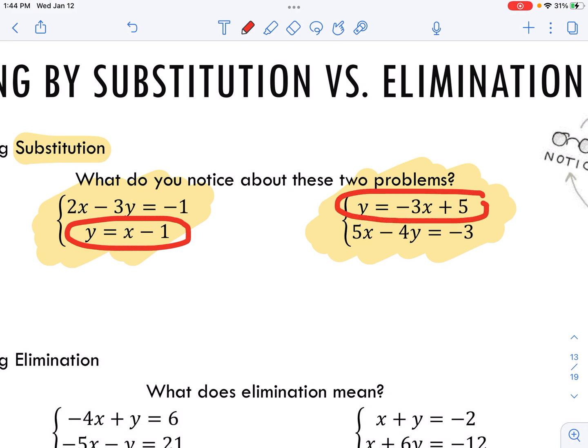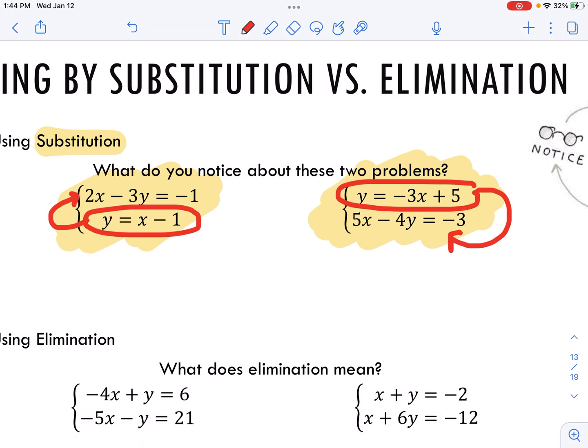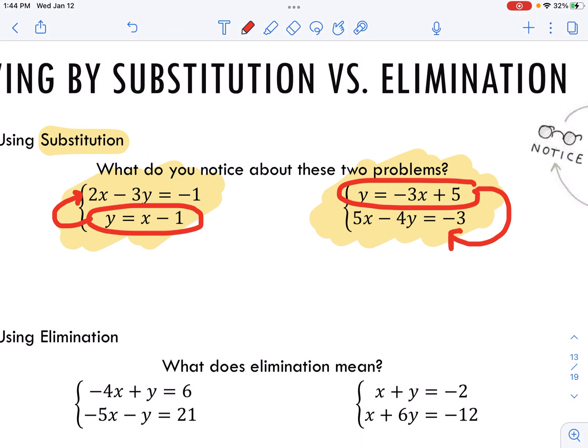So when we use substitution, we notice that one of our variables is already solved for. Since y is equal to the expression x minus 1, I can substitute that into my first equation. Similarly, in the second one, I have y is equal to negative 3x plus 5, and in theory, I can substitute that into my second one. So if you ever notice that one of your equations is already manipulated into a form where a variable is solved, we can always plug it into the second one. And that's really going to prompt us to use substitution.